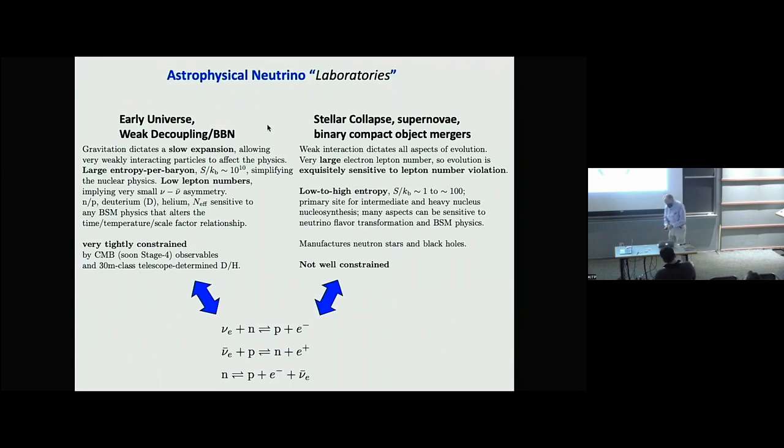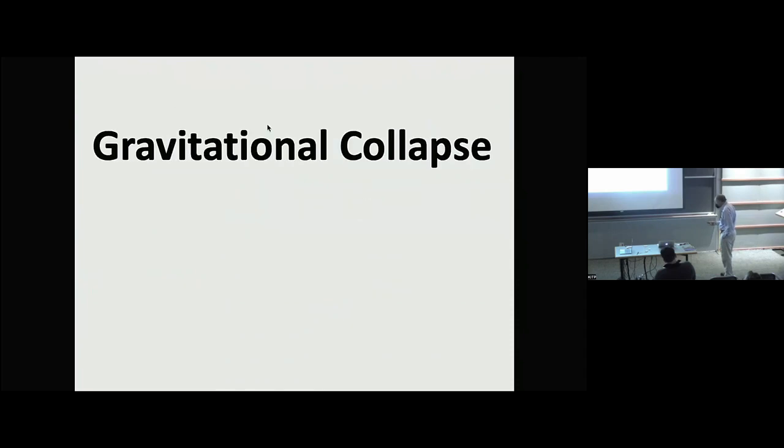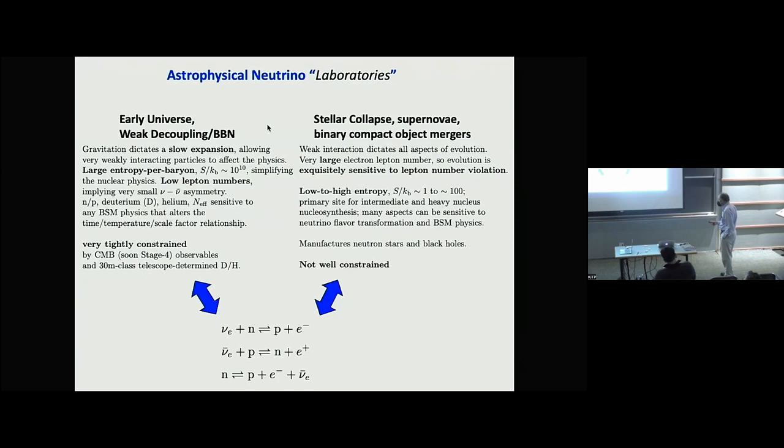Both of these environments are sensitive to flavor, mostly through these charge current capture reactions. Note that these are flavor dependent. And at the energy scales we're interested in these two laboratories, only electron flavor neutrinos can change neutrons to protons and vice versa. So that's in large part what makes these environments sensitive to flavor.